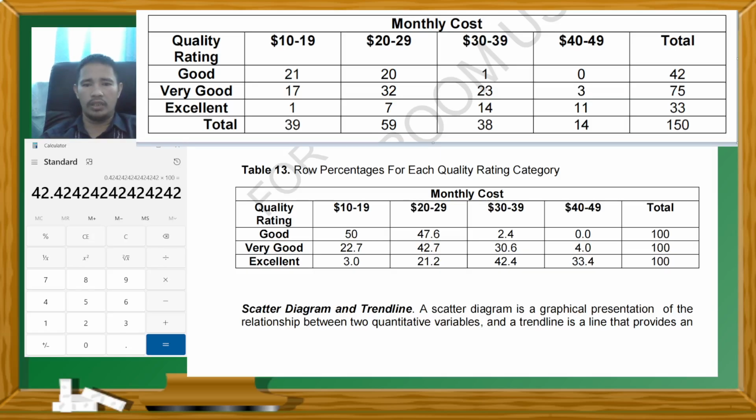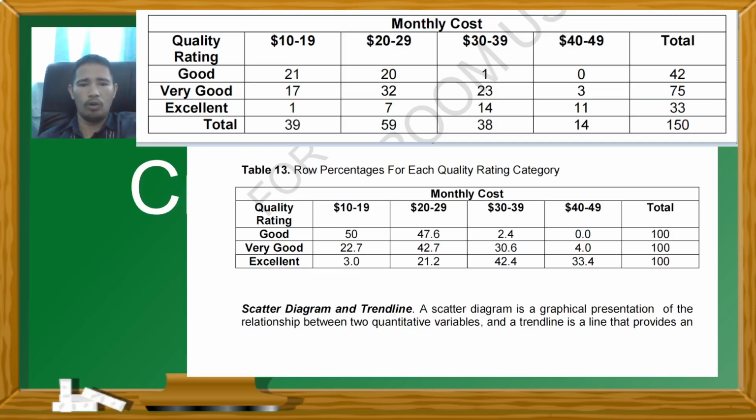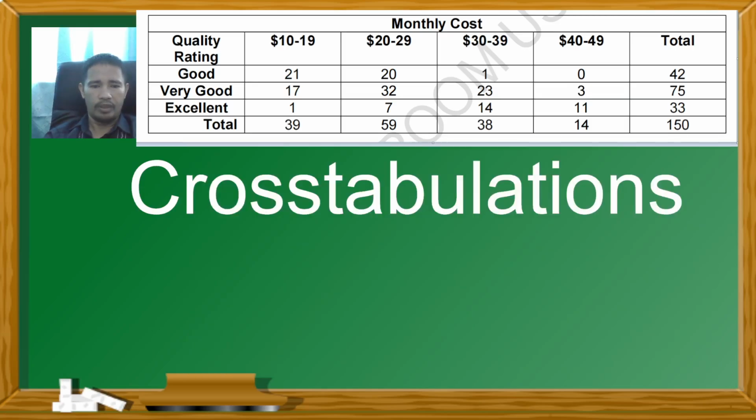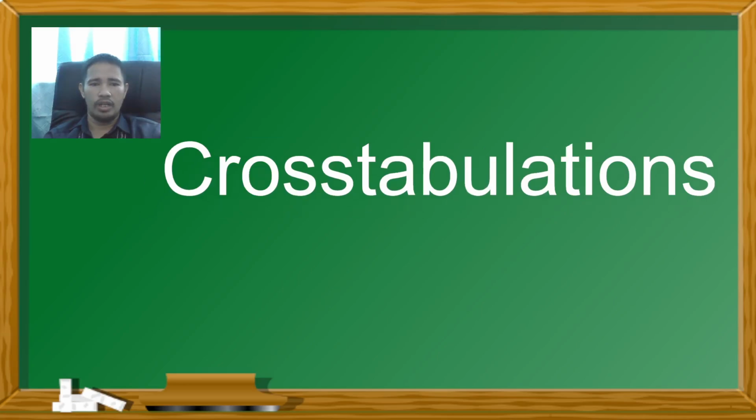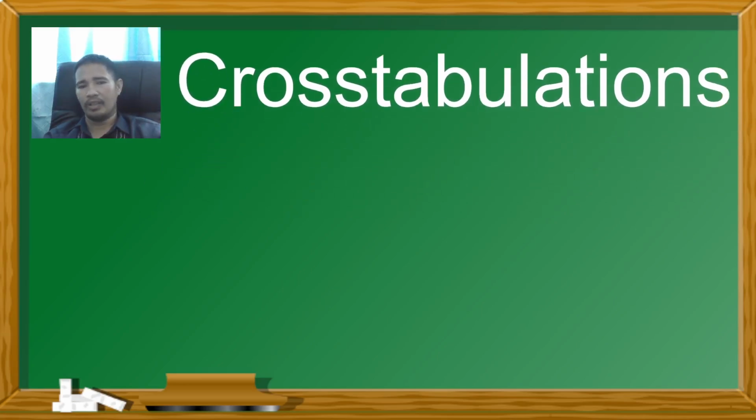So if you add this up, that would be equal to 100. Also this one, very good and for excellent. I hope you know how to create row percentages for each quality rating category based on our given sample. Thank you very much for watching our topic on cross tabulations. I hope you can do it.